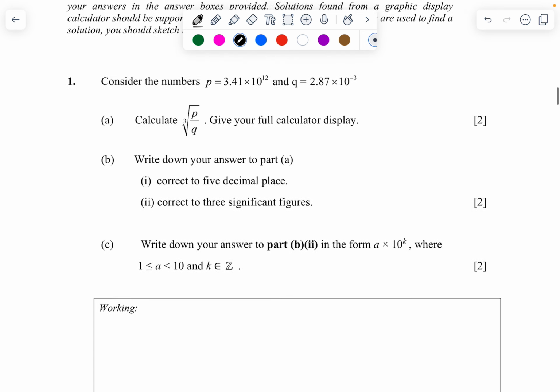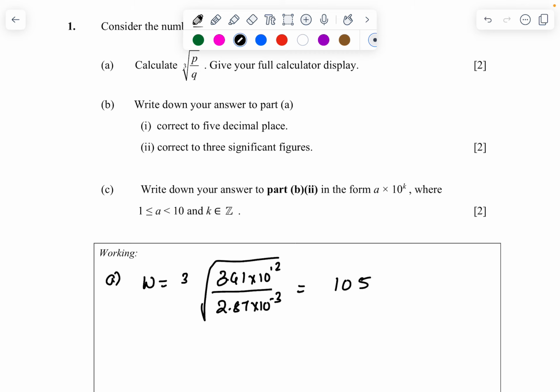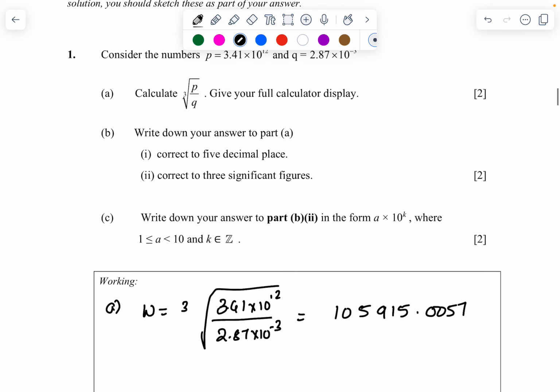So the first question, calculate the cube root of P upon Q. So W equals the cube root of, you can use a calculator, 3.41 times 10 power 12 divided by 2.87 times 10 power negative 3. Use the calculator, you should be getting 105,915.0057. So that's going to be the answer.